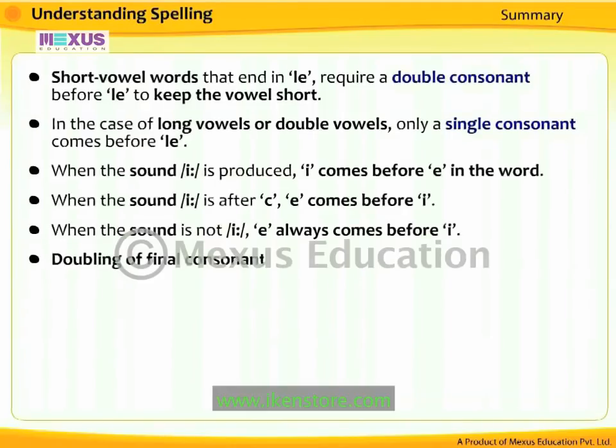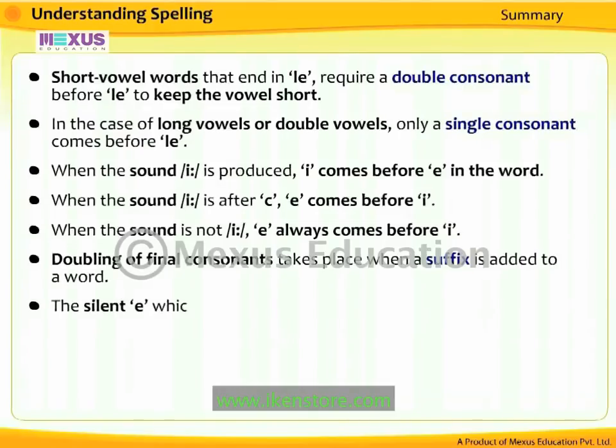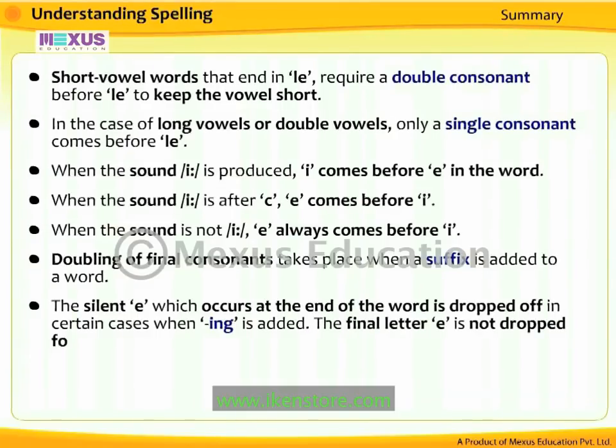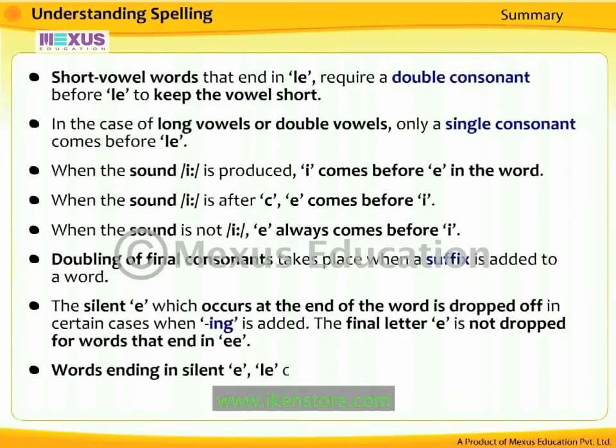Doubling of final consonants takes place when a suffix is added to a word. The silent E, which occurs at the end of the word, is dropped off in certain cases when ing is added. The final letter E is not dropped for words that end in EE. Words ending in silent E, LE, or another vowel before E take the suffix D.